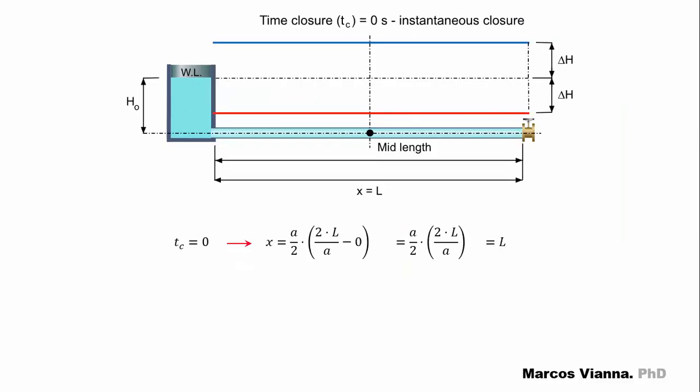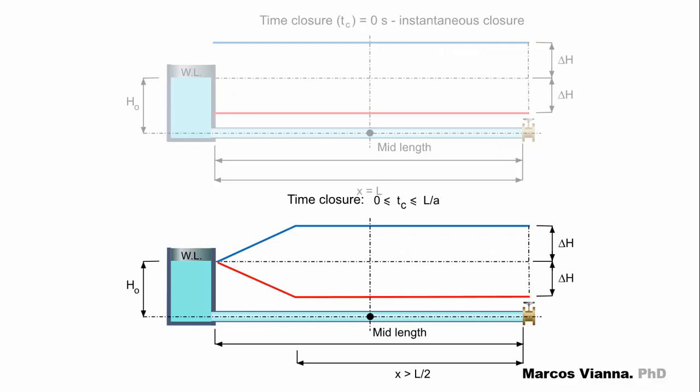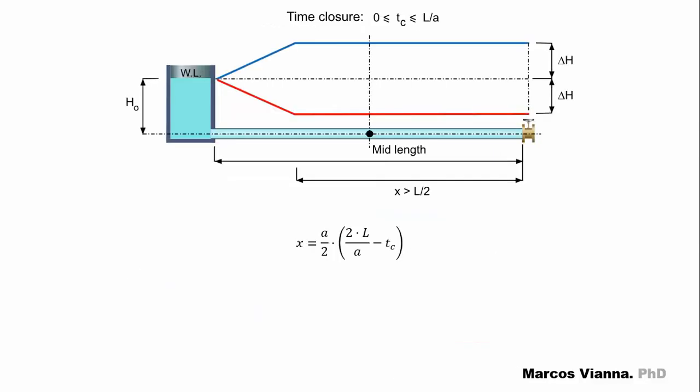In the case of instantaneous closure, which means T equals 0, the distance of the maximum pressures was equal to L. All the pipeline extension will be hit by the maximum pressures. This extension will be smaller if the closure time is greater. We can predict the distance x using this formula.